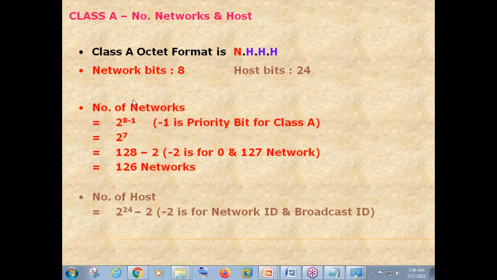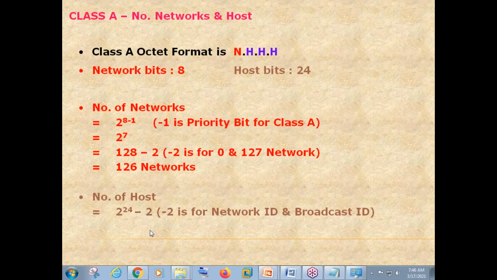See, in class A or in any class actually, to calculate the number of networks, we have to do 2 power 8 minus 1. So from this power value only, we are doing minus 1 here. But coming to the host, we are not doing minus from the 2 power 24 value. So we need to calculate 2 power 24, and whatever number comes from it, from there we have to do minus 2.